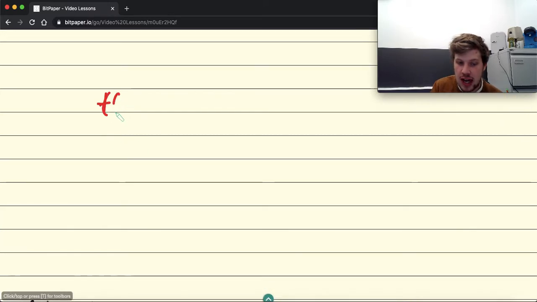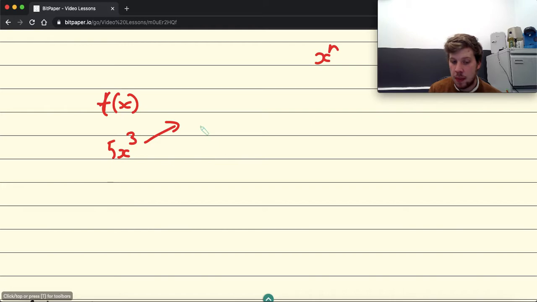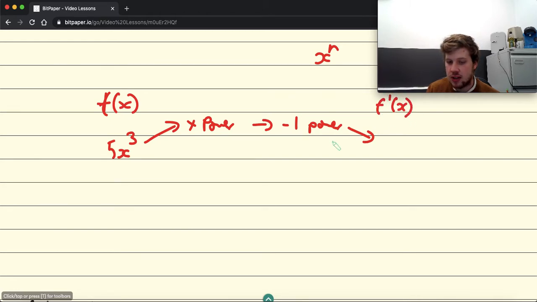So if I have a function of f of x, let's call it 5x cubed, we could differentiate that function. Because it's of the form x to the n, when we differentiate it, we do these two steps. We multiply by the power, so we times by the power, and then we subtract 1 from the power. And that would give us our gradient function, so our f dash of x, which in this case would be 15x squared.